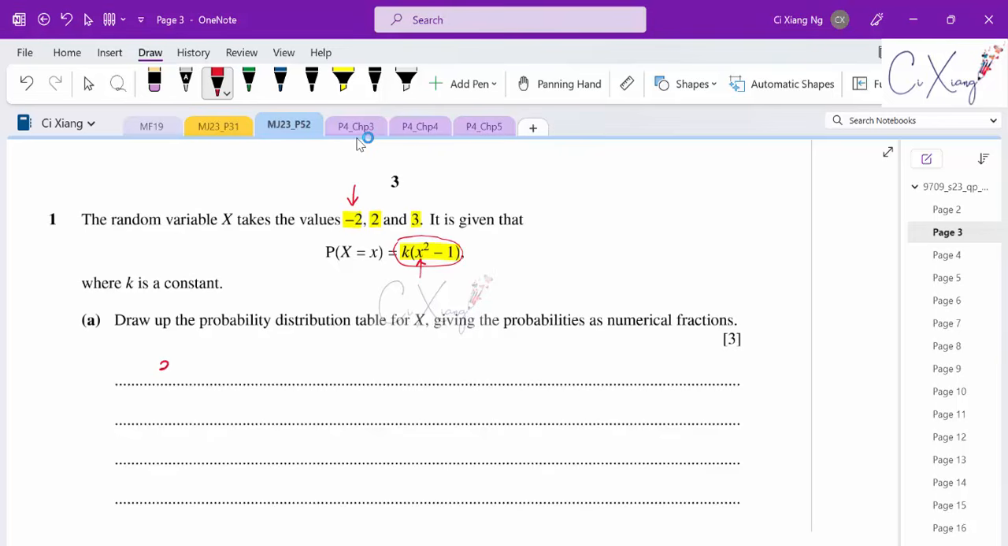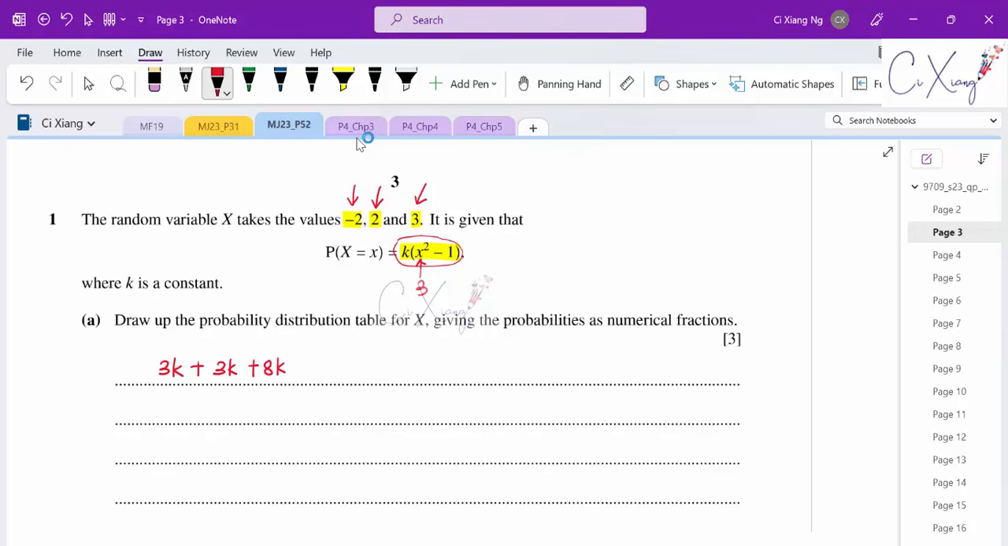So the first probability, for x equals -2, is 3k. And then plus, now I want to substitute the second value for x, which is 2. Substitute the 2 in this part, so you have 2 squared minus 1, which is also 3. So the second probability is also 3k. And after that, you substitute x equals 3 into the probability equation. So you have 3 squared, 9, 9 minus 1, you get 8. So you have 8k for the third probability.